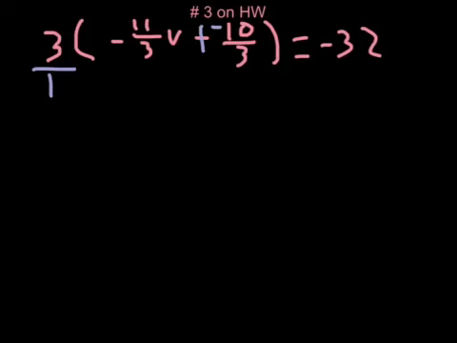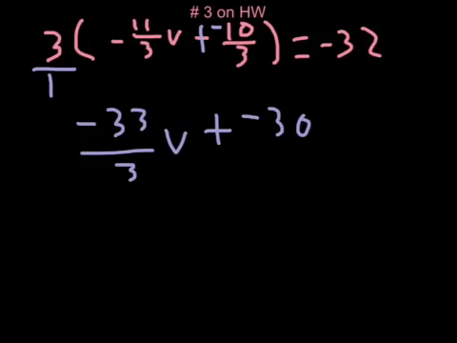Okay, so now let's just do our distributive property. 3 over 1 times negative 11/3, and 3 over 1 times negative 10/3. And when you do that, you get negative 33 thirds. Remember, you just multiply straight across, and then v, don't forget that variable, plus negative 30 thirds. And then you still have your equals negative 32. Okay, so now we just did the distributive property.